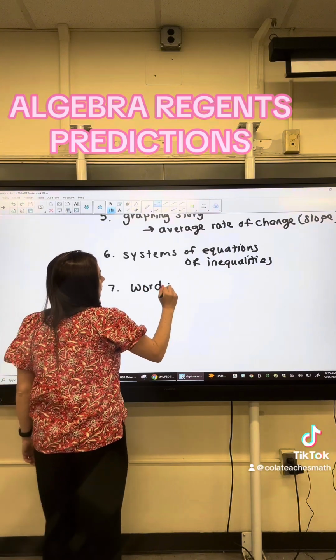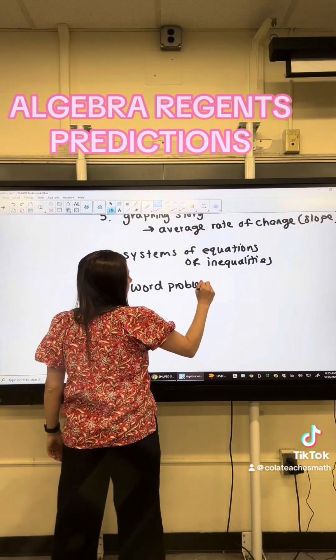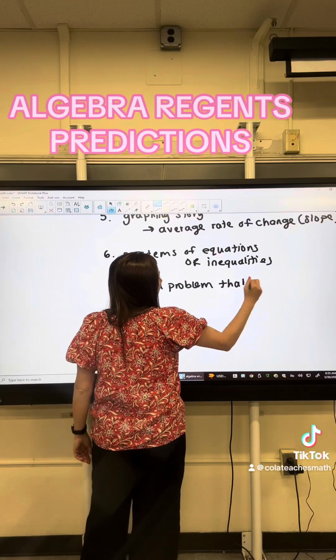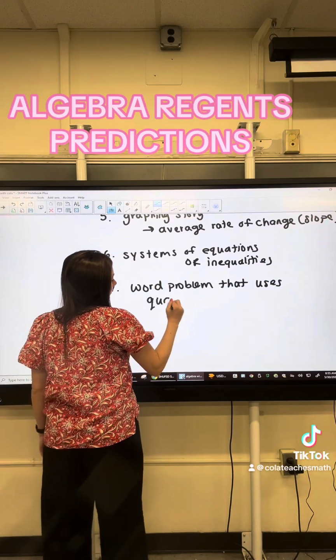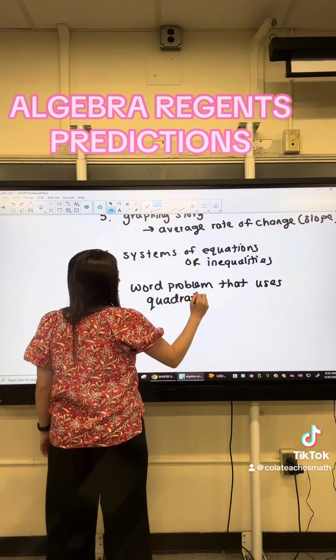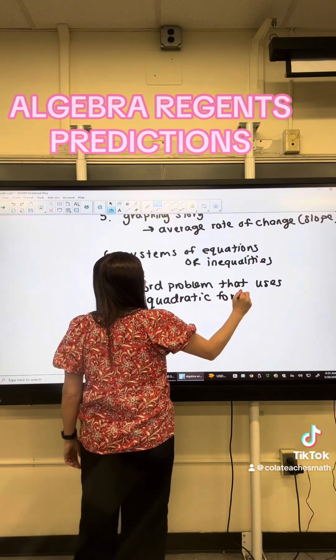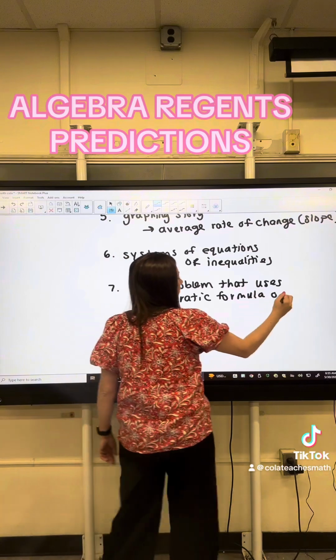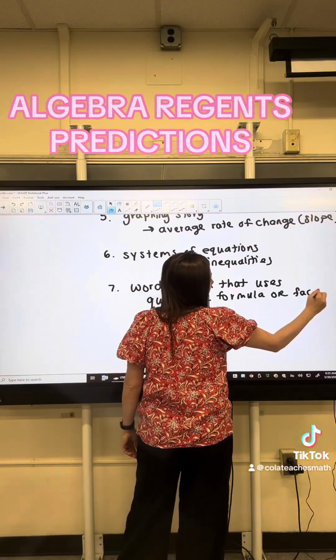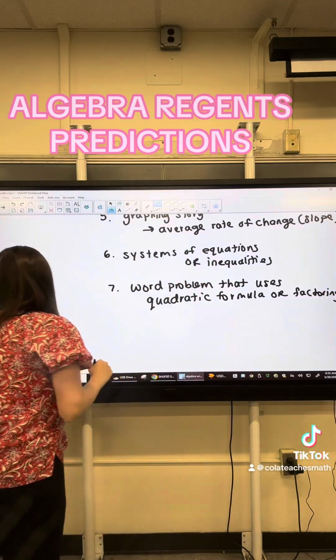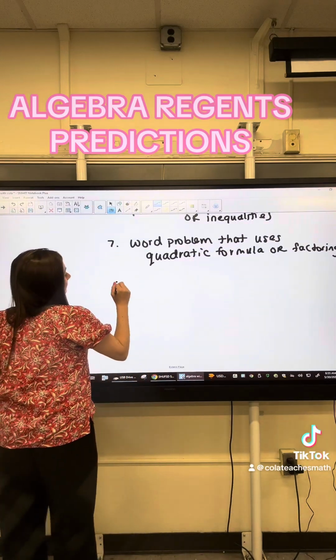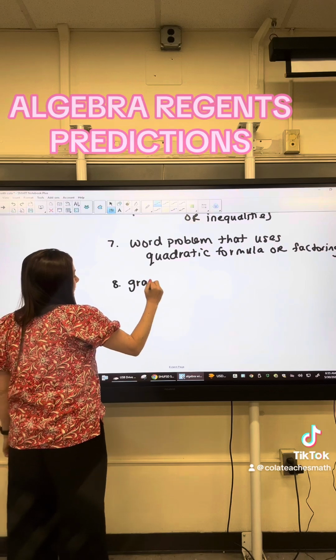The 7th thing I think is going to be on there is some sort of quadratic word problem, meaning they tell you like the length is 2 feet more than 5 times the width, or something like that, some sort of expression that you're going to have to write for the length and the width. And then you're going to have to calculate the area or the perimeter, or it can be some sort of rocket question, and you're going to have to use factoring or the quadratic formula to solve for it.